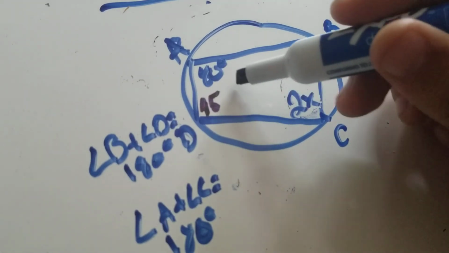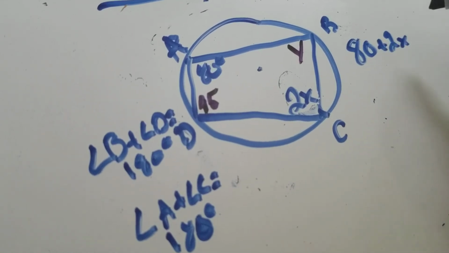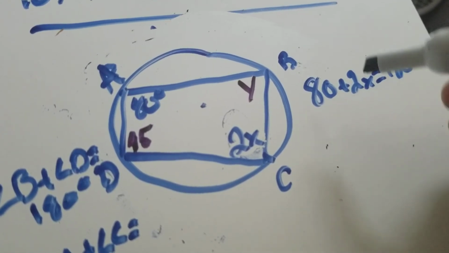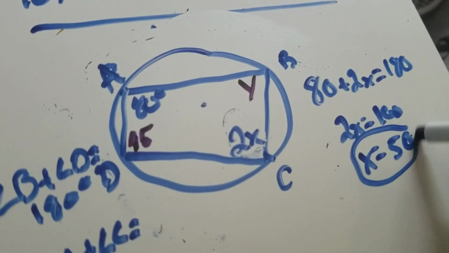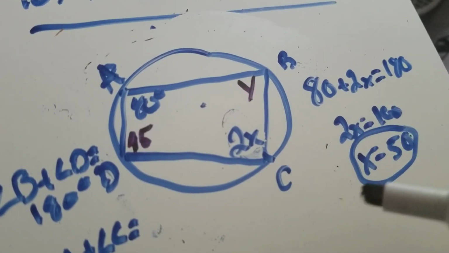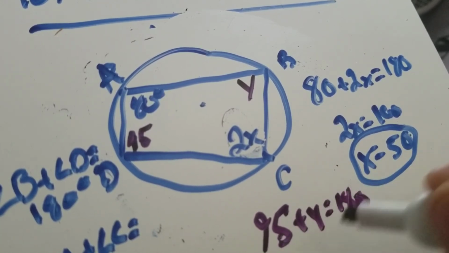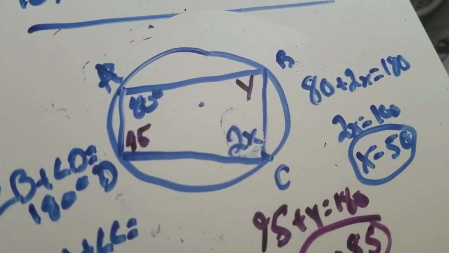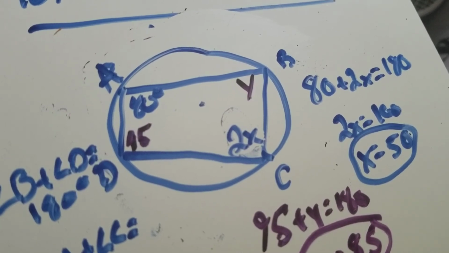So let's look at the blue first. 80 and 2x. Well, 80 plus 2x, I said, has to be supplementary, so that has to add up to 180. Do a little algebra. 2x equals 100. X equals 50. Also with the y, same situation. It has to equal 180. So 95 plus y equals 180. Do a little algebra. Y should equal 85. So with that information that they are supplementary, we could use that to our advantage.